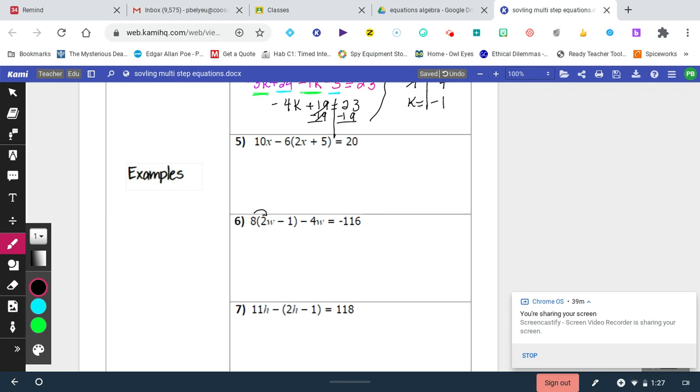It's going to distribute here and here. You only distribute in the parentheses. Please do not distribute the 8 to the negative 4W. It's not in parentheses, okay? So that's going to give you 16W minus 8 minus 4W equals negative 116.